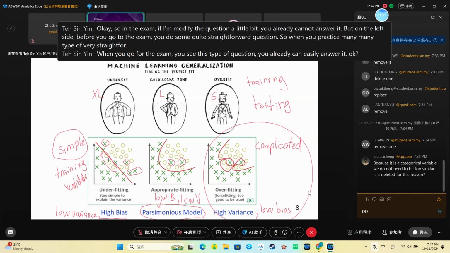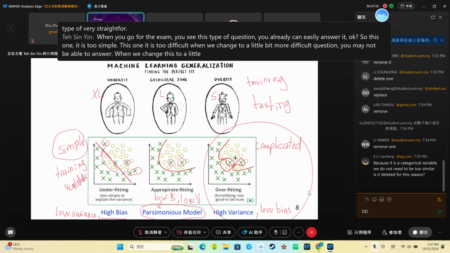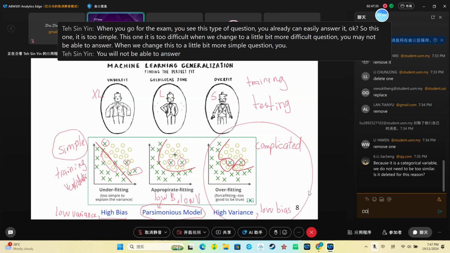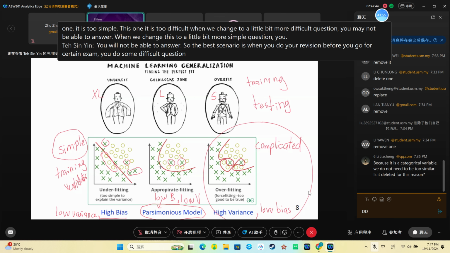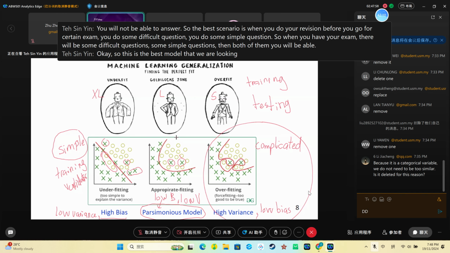So this one is too simple. This one is too difficult. When we change to a little bit more difficult question, you may not be able to answer. When we change this to a little bit more simple question, you will not be able to answer. So the best scenario is when you do your revision before you go for a certain exam, you do some difficult questions and some simple questions. So when you have your exam, there will be some difficult questions and some simple questions, and you will be able to answer both of them. So this is the best model that we are looking for. This is the best. This is underfitting, this is overfitting.